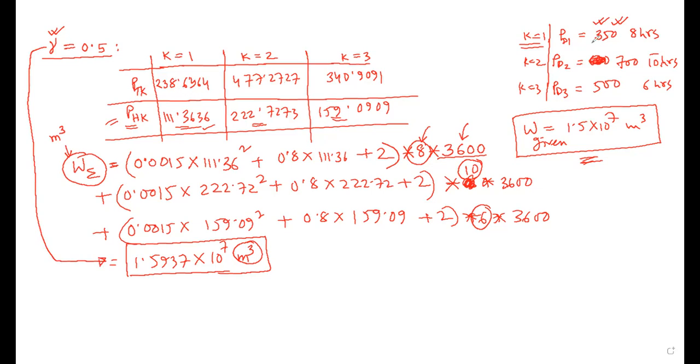Because of this low conversion factor, to satisfy this demand of 350 megawatt for 8 hours, 700 megawatt for 10 hours, 500 megawatt for 6 hours, you require more water than your available water per day. So what you have to do, you have to increase this gamma. How will you increase? This is the main thing here.